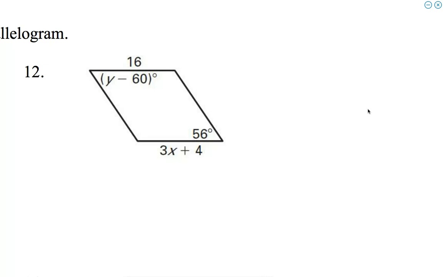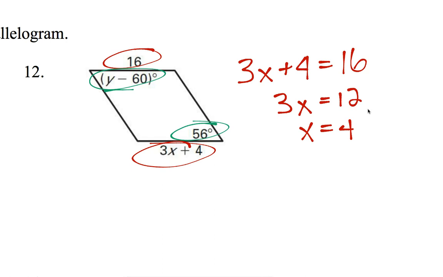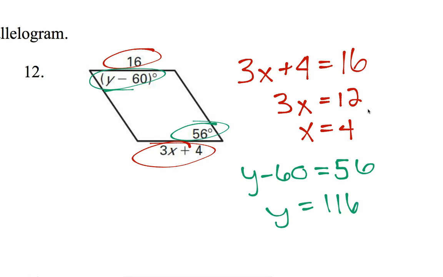Number 12. So now we have something to deal with sides. So that's going to build off just what we did earlier on the previous problem. So x equals 4. And then opposite angles are also congruent. So 4 and 116.